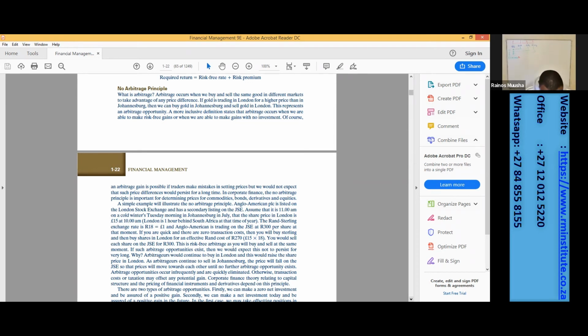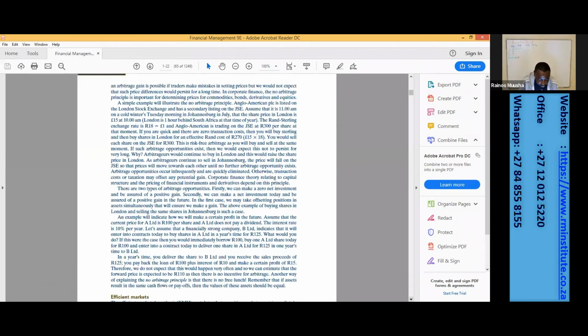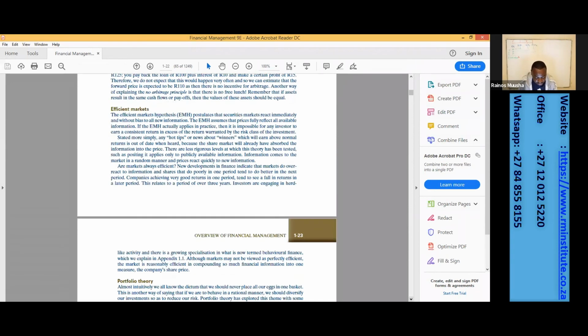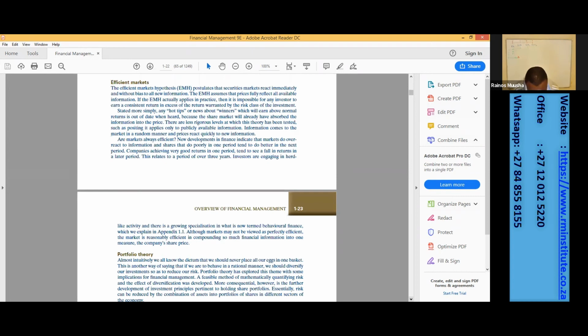So we assume a no arbitrage principle, where we're saying that the prices of securities do not have any arbitrage opportunities. Then we also look at efficient markets, and here they say the efficient market hypothesis postulates that the securities market reacts immediately and without bias to any new information. So the efficient market hypothesis assumes that prices fully reflect all available information. So if the efficient market hypothesis actually applies in practice, it is not possible for any investor to earn a consistent return in excess of the return warranted by the risk class of the investment as well.